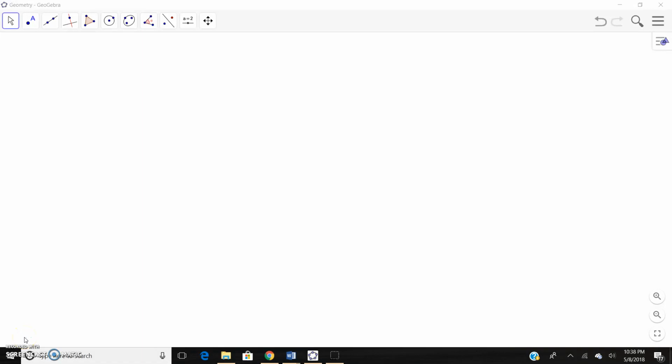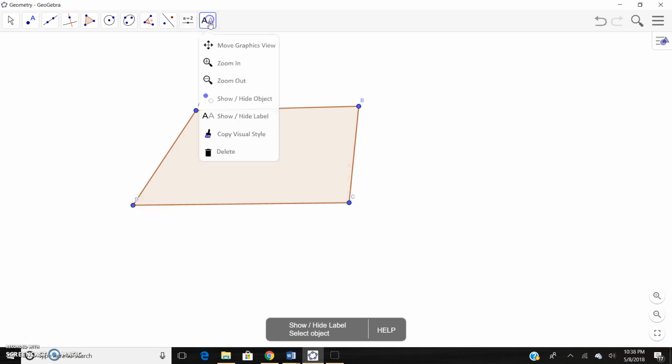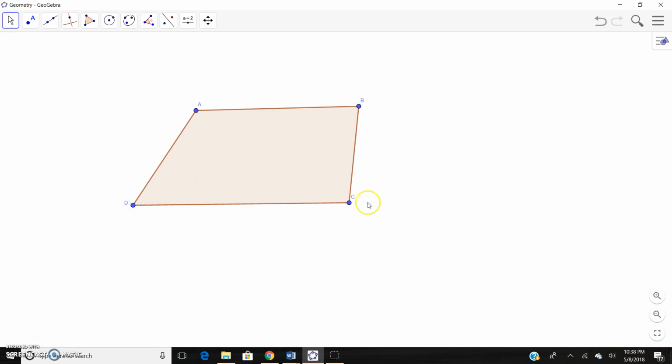Today we are going to be in GeoGebra, and first we are going to create a quadrilateral of any kind, and we are going to label our vertices. You could create a square or a rectangle or an irregular quadrilateral. So we're going to make something a little different.